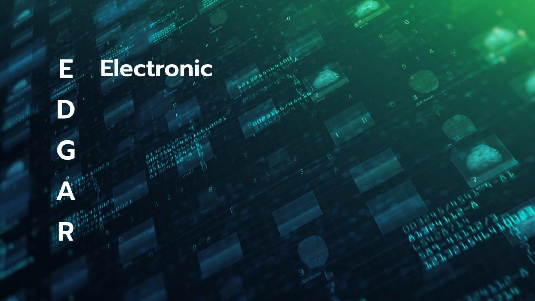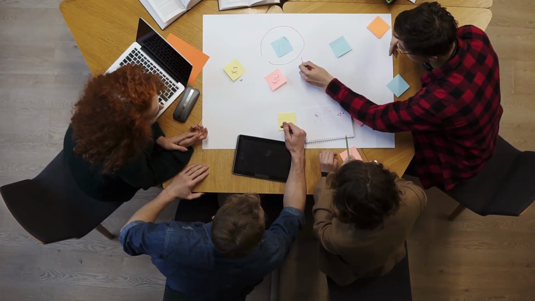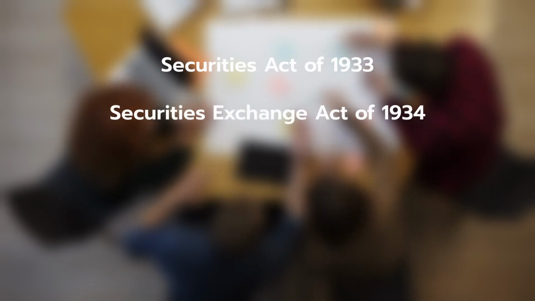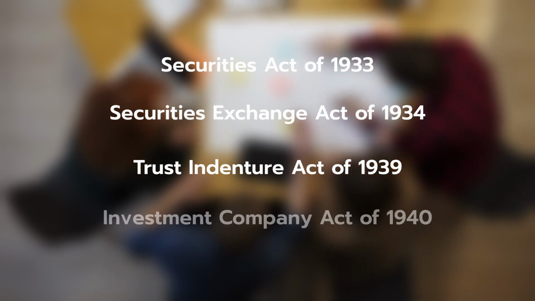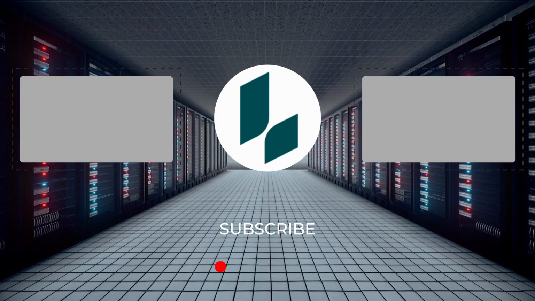EDGAR stands for the Electronic Data Gathering, Analysis and Retrieval System. It is used by companies and individuals who submit and check the documents under the Securities Act of 1933, the Securities Exchange Act of 1934, the Trust Indenture Act of 1939 and the Investment Company Act of 1940. So it is an open database which you can search, and now you know a little more on how to do it.